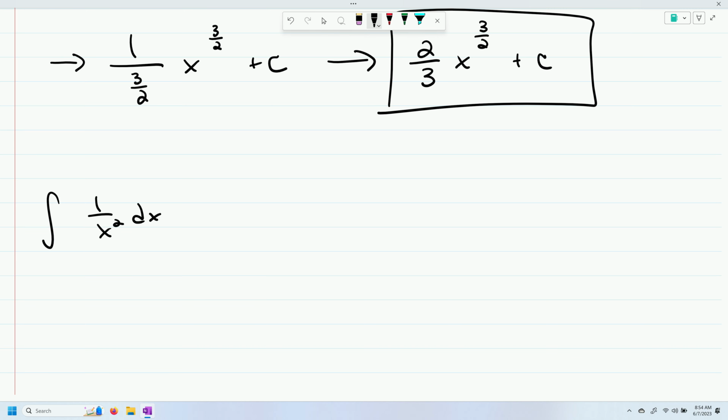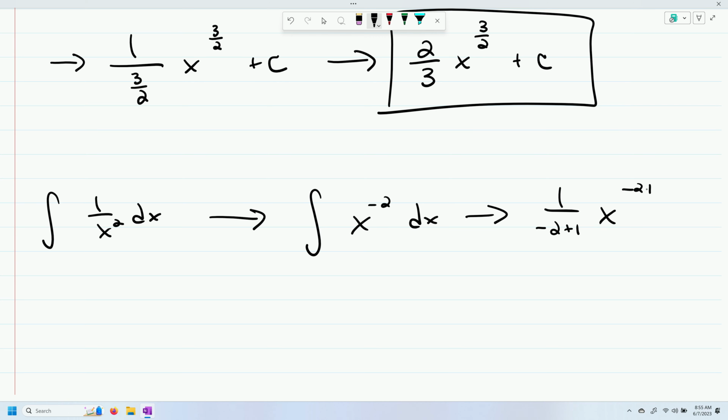So we have the integral of 1 over x to the second dx. Now once again, I'd love to use the power rule, but I can't. So I'm going to have to algebraically manipulate this to make it x to the negative 2 dx. That is the negative exponent rule from algebra. And now when I go ahead and apply my power rule to this, remember, I'm going to add 1 to the exponent and divide by that as well. So 1 over negative 2 plus 1, x to the negative 2 plus 1 plus c, and that's going to equal negative x to the negative 1 plus c.